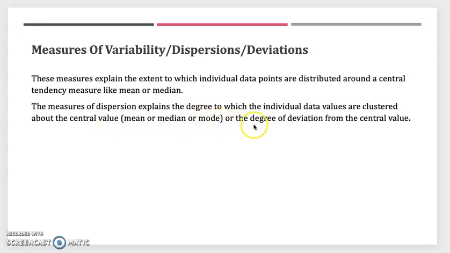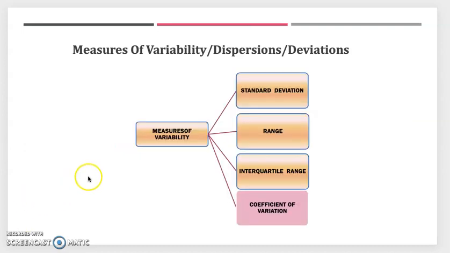So then the degree of deviation from the central value, kind of the variety or variance among all the data. For measures of variability, we have four values we can think about. The first one is the standard deviation. Then the range. Then we have the interquartile range. We have the coefficient of variation. So we see one by one what that means.